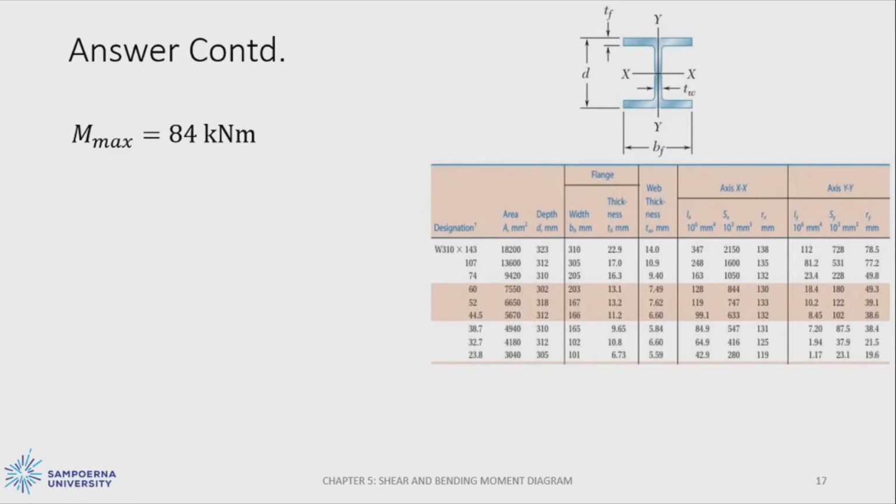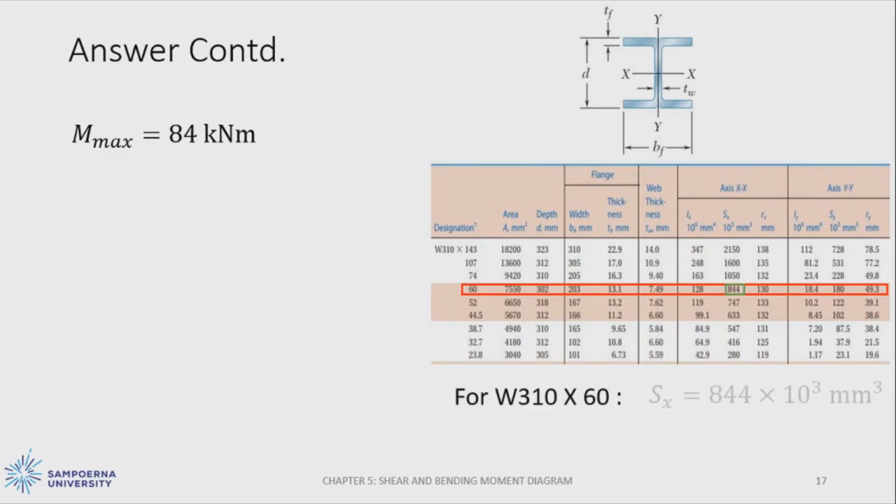In the problem, we need to use the designation W310 times 60. So we will take this row. Then we need to obtain the SX data on axis XX. So it will give us 844 times 10 cubed millimeter cubed, or it is equal to 844 times 10 to the power minus 6 meter cubed.